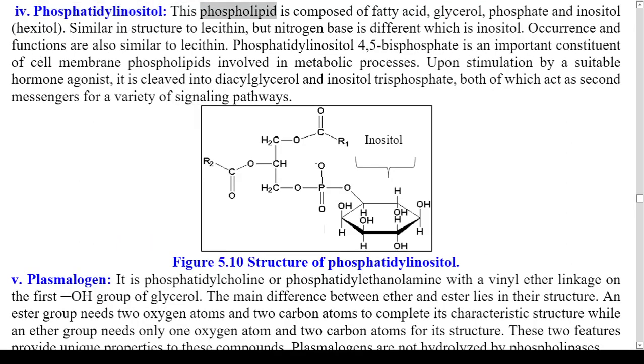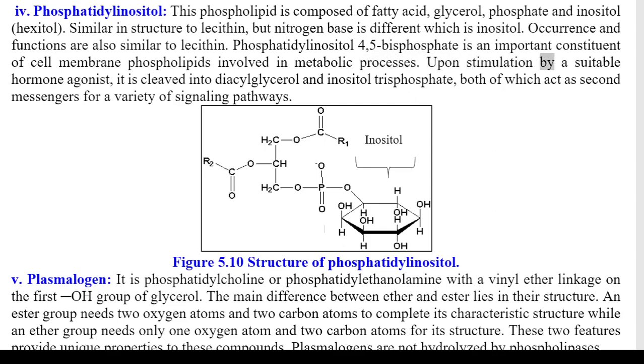4. Phosphatidylinositol. This phospholipid is composed of fatty acid, glycerol, phosphate, and inositol, a hexitol. Similar in structure to lecithin, but the nitrogen base is different, which is inositol. Occurrence and functions are also similar to lecithin. Phosphatidylinositol 4,5-bisphosphate is an important constituent of cell membrane phospholipids involved in metabolic processes.